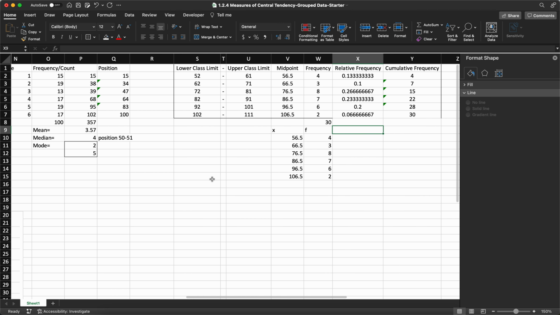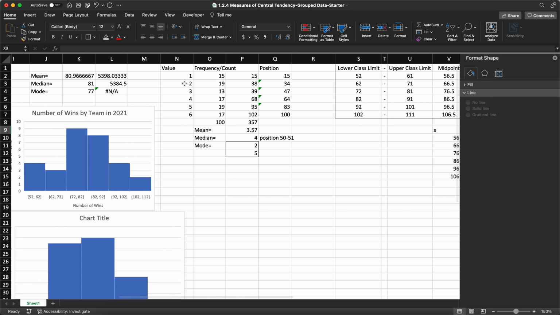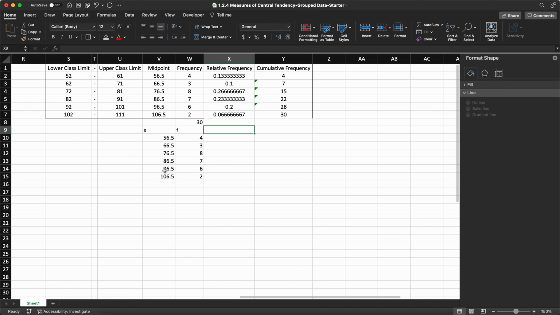So just like we did over here, now we're back to this situation where we have our value and our frequency. So in this column, we are going to multiply the value by the number of times the value happens, and that's how much. So there were 4 teams that had 56.5 wins that contributed 226 wins to all of the wins that happened during 2021. And so on and so forth.